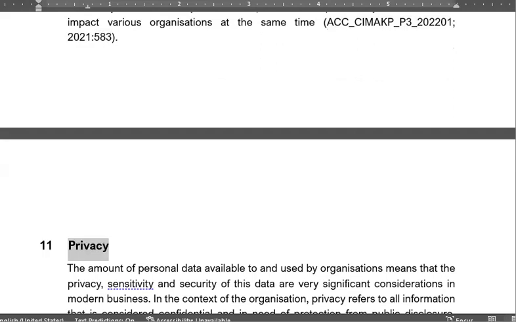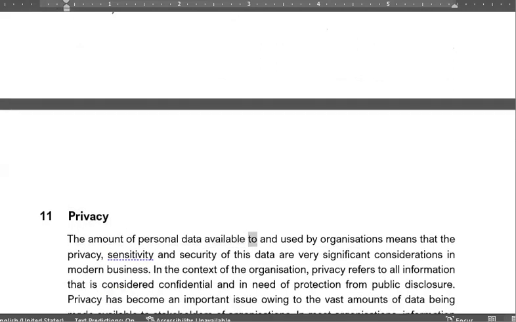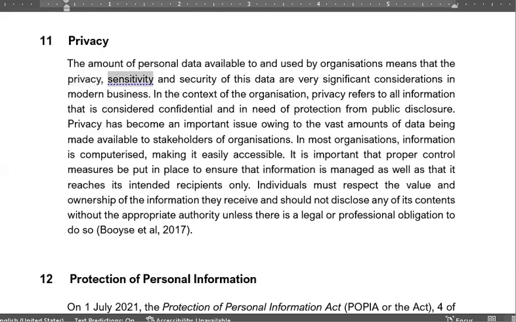11. Privacy. The amount of personal data available to and used by organizations means that the privacy, sensitivity, and security of this data are very significant considerations in modern business. In the context of the organization, privacy refers to all information that is considered confidential and in need of protection from public disclosure. Privacy has become an important issue owing to the vast amounts of data being made available to stakeholders of organizations. In most organizations, information is computerized, making it easily accessible. It is important that proper control measures be put in place to ensure that information is managed as well as that it reaches its intended recipients only.